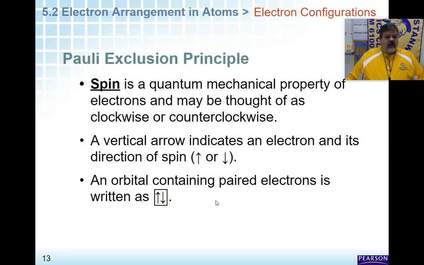So an orbital containing both electrons, with a spin up and a spin down, means that it's full, or you have a paired electron. They're paired. Unpaired would mean that the box would only have 1 arrow in it.